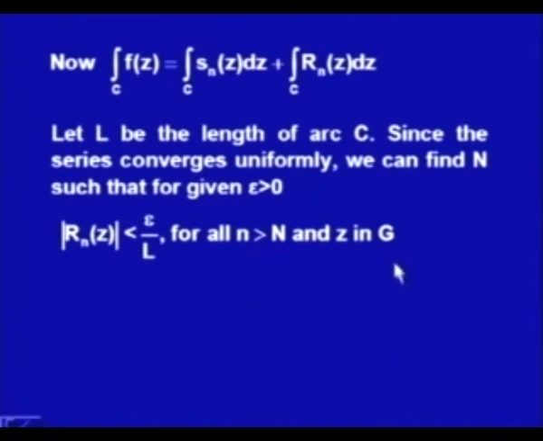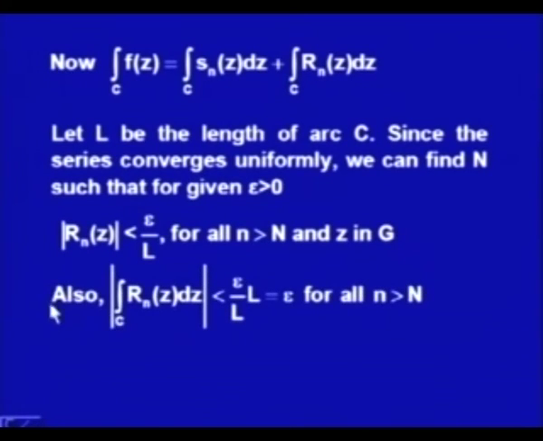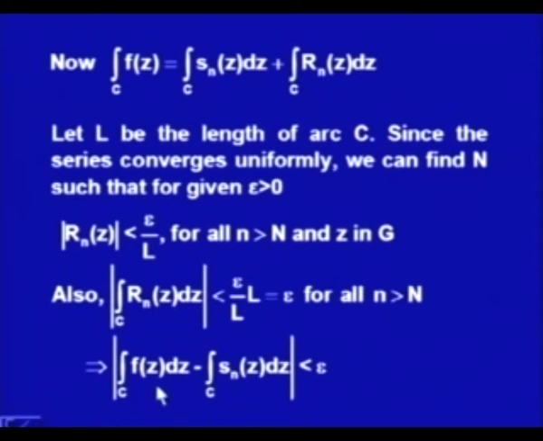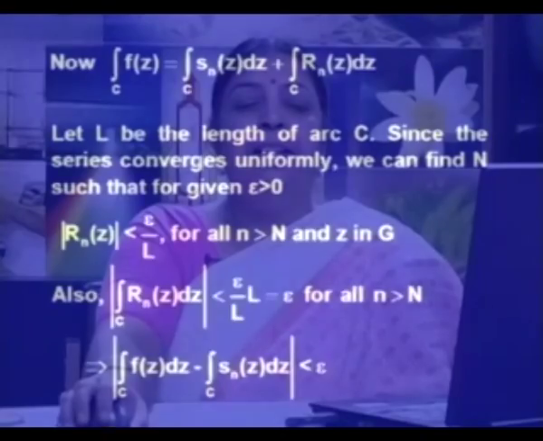This is due to uniform convergence which is being given to us. So, the integral of R_n(z) dz, taken with its modulus, will be less than epsilon by L, this we have taken, and L is the length of the curve C. So, this is less than epsilon for all n greater than N, and this implies that the integral of f(z) dz over the curve C minus the integral of S_n(z) dz over C is less than epsilon. This proves our result that term by term integration is possible.